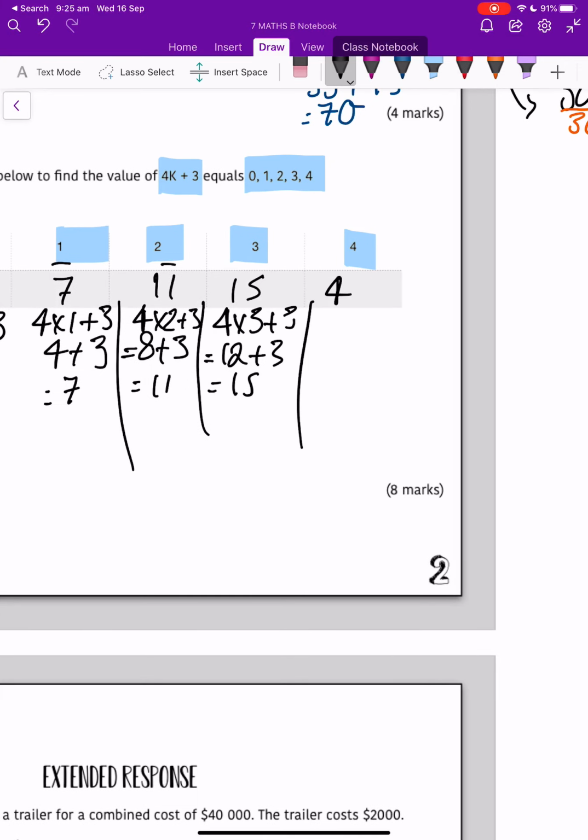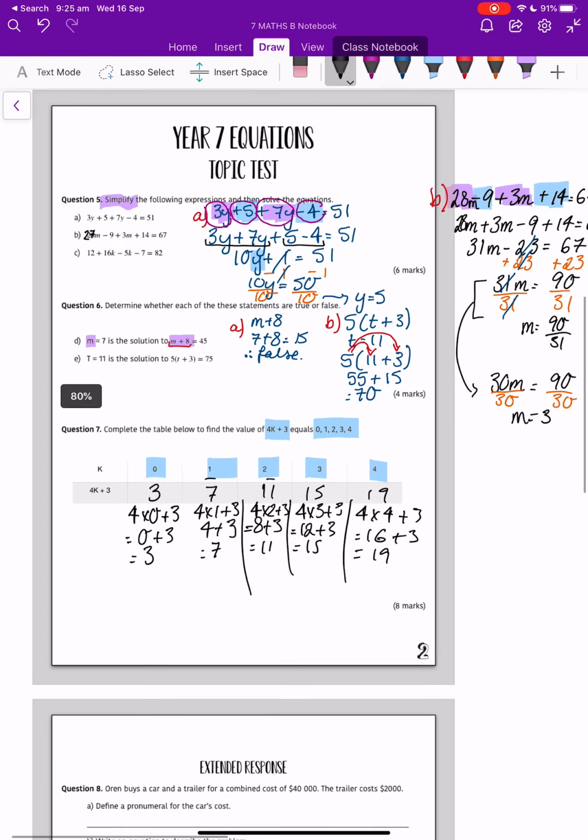4 times 4 plus 3 equals 16 plus 3 equals 19. Okay, so that's all you have to do for that one. So you're substituting in. So that was page 2.